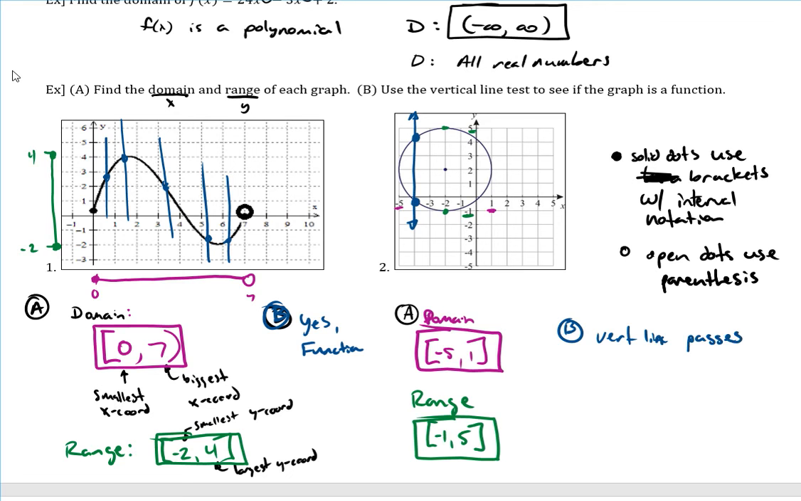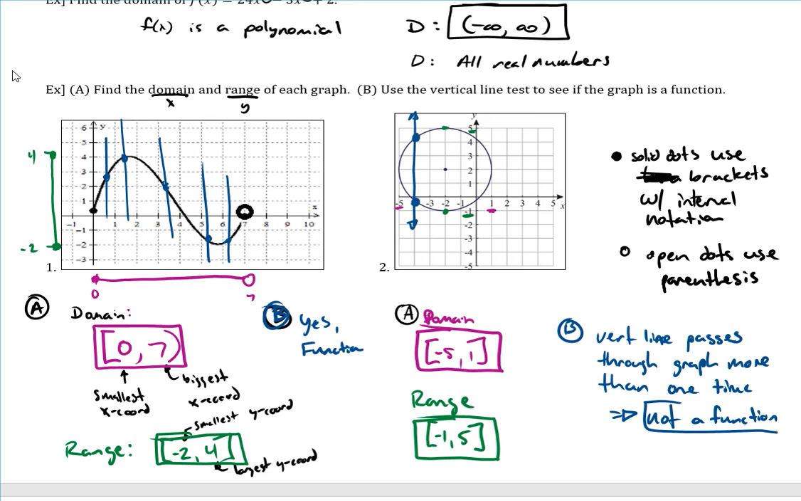So if a vertical line passes through the graph more than one time, that means it's not a function. Because that means that you would have repeated x coordinates. So for instance, where I drew this would be where x is -4, so it happens twice there. X is appearing twice. We can't have that repeat. That's the way that functions are defined.